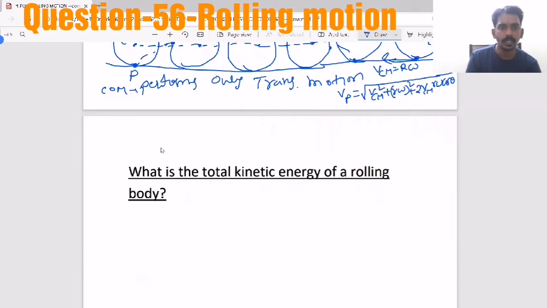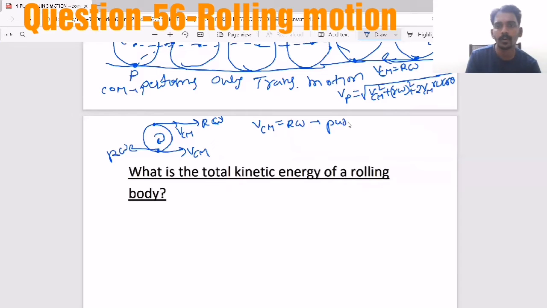When you consider rolling bodies, the topmost point will have both VCM and R omega in the similar direction. But for the bottommost point, the rotation is backward, so R omega is backward and VCM is forward. When VCM equals R omega, that is called pure rolling. And when VCM is greater than R omega, that is called forward slipping.